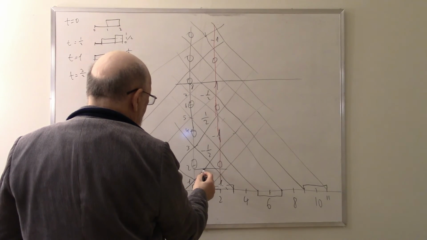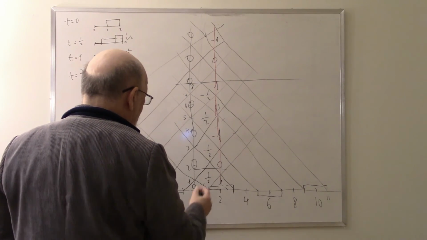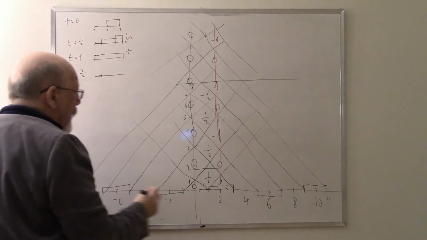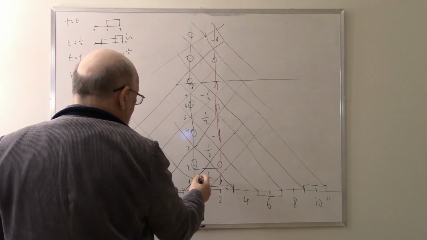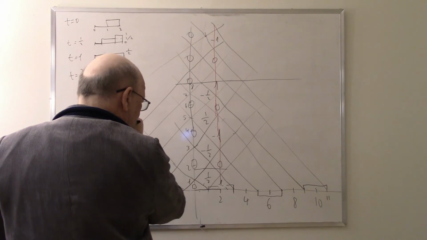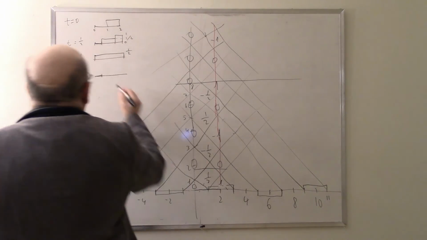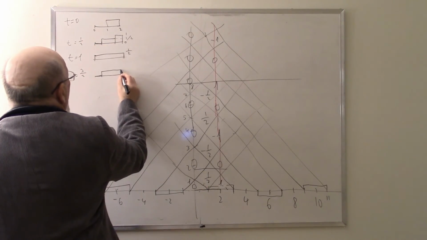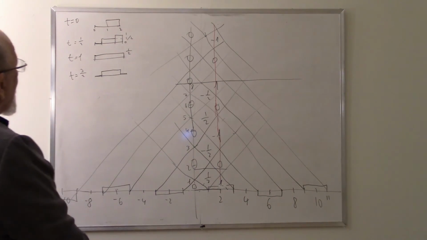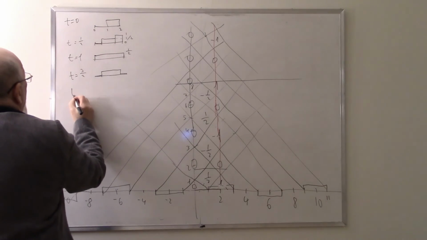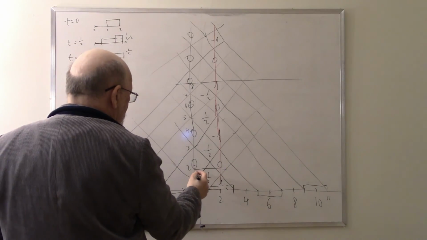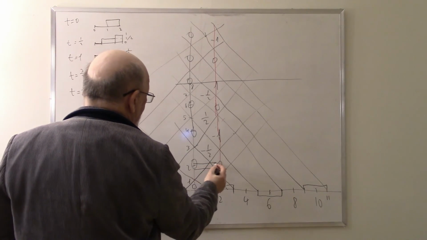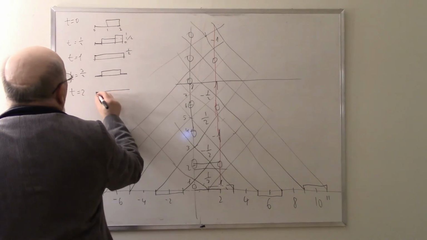So from 0 to 1/2 it is 0. Then from 1/2 to 3/2 it is 1/2, and then again 0. T equal 2: it is 0.